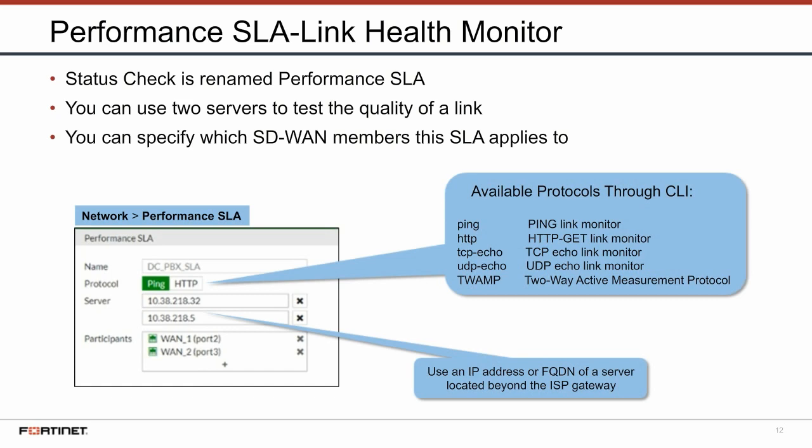The GUI provides 2 protocol options with which to perform the status check, ping and HTTP, but in the CLI you have 5 options. Those options are ping and HTTP, as in the GUI, but also TCP echo, UDP echo, and two-way active measurement protocol, TWAMP.